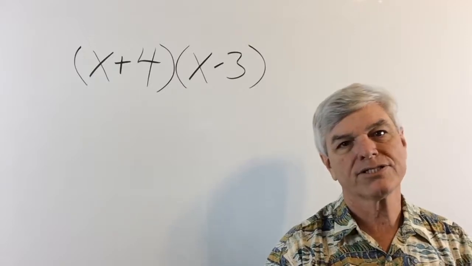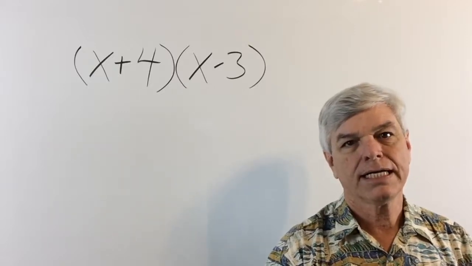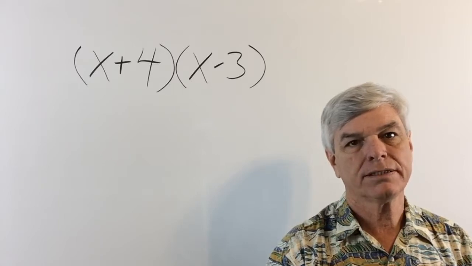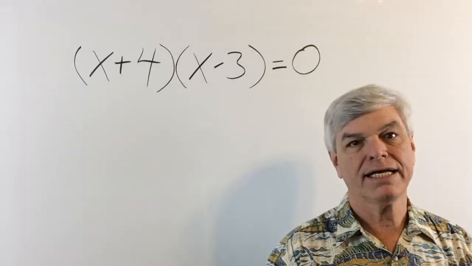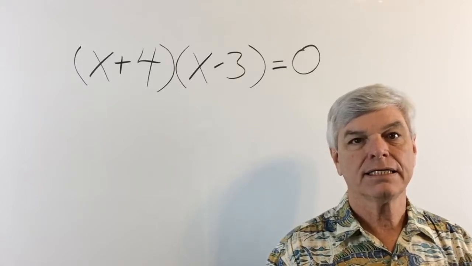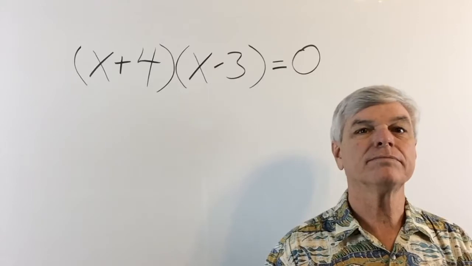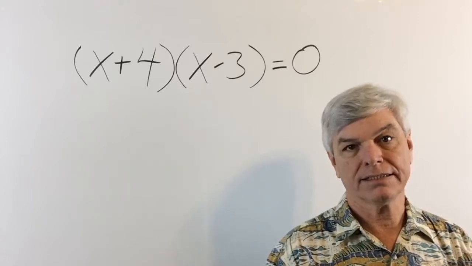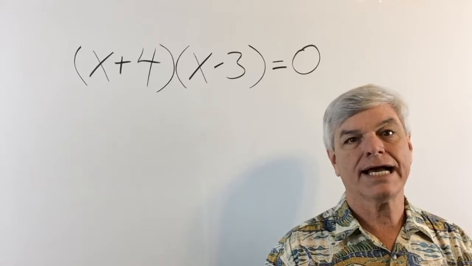Today we're going to learn to solve by factoring. Now if I showed this to you, that looks pretty familiar. But if I add an equal sign and a zero, and I tell you to solve for x, well, that's a different problem. Now, if I gave you this, and I said to solve for x, how would you do that?